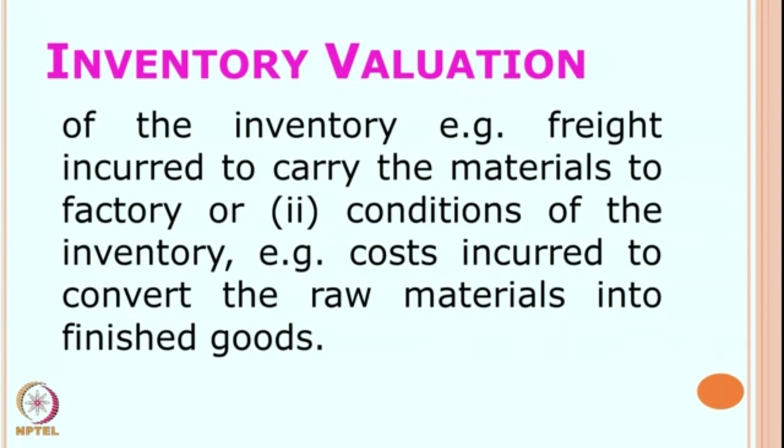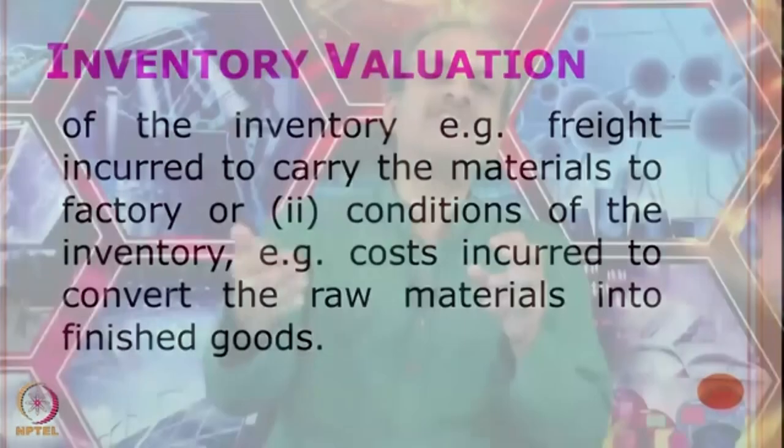For example, we have purchased raw material for 20,000. We have spent 1,000 for the carriage. So, 20 plus 1, now the cost is 21. Then we spent some 5,000 rupees to convert the raw material into finished goods. Then when we are valuing finished goods inventory, we will take 20 plus 1, that is 21, plus 5. So, inventory will be valued at 26,000. Any amount spent for change of location or change of condition can be added for calculating the cost of inventory.